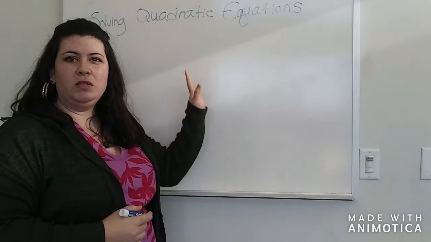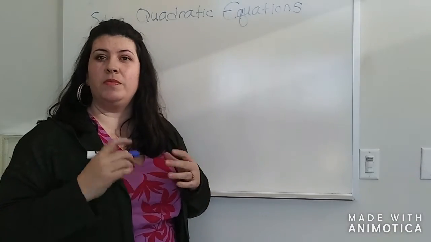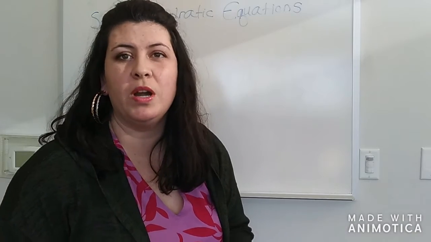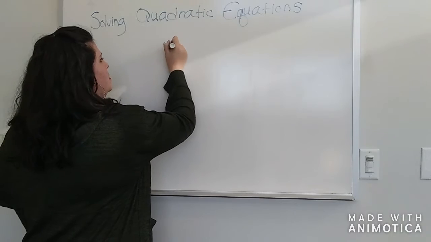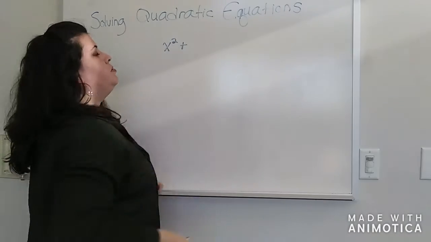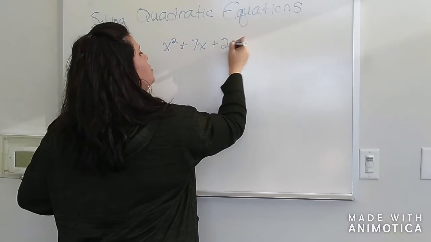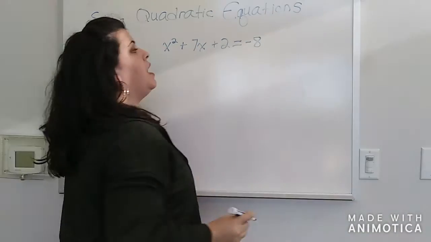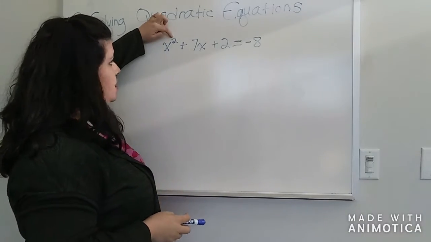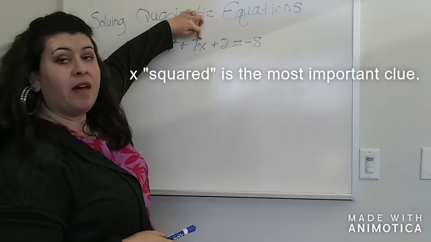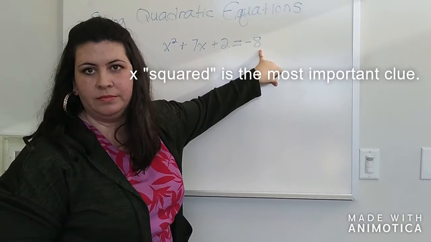So today we're going to talk about solving quadratic equations. Now, there's a few ways to solve them, but before we get into that, let's remember what a quadratic equation looks like. We remember it as x squared plus 7x plus 2 equals negative 8. The way we can tell that it's a quadratic is we have this x squared here, then a term with just x, a term with nothing, and it's equal to something.